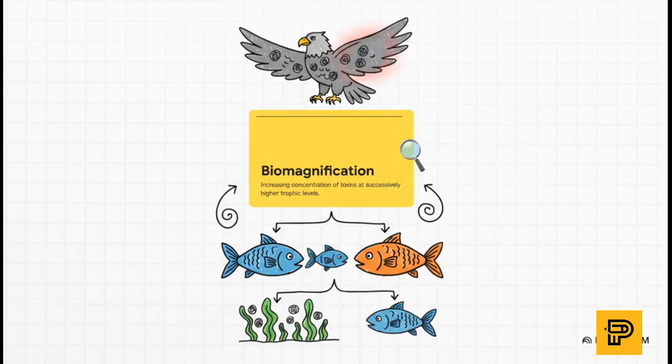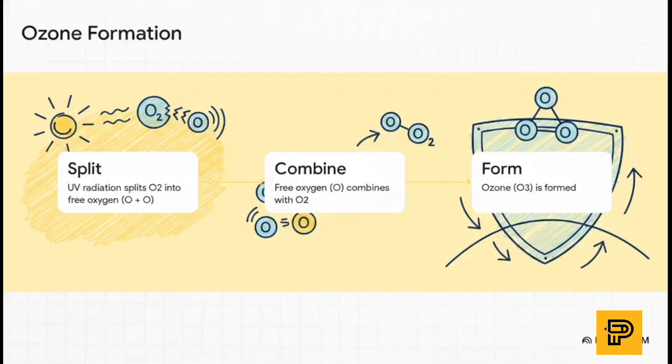Biomagnification is the increasing concentration of these harmful chemicals in organisms at successively higher trophic levels. Because these toxins aren't broken down or lost as heat like energy is, they just accumulate. So the top predators, our tertiary consumers, end up with the highest, most dangerous concentrations of these pollutants right in their bodies. Another absolutely critical impact is happening high above us.